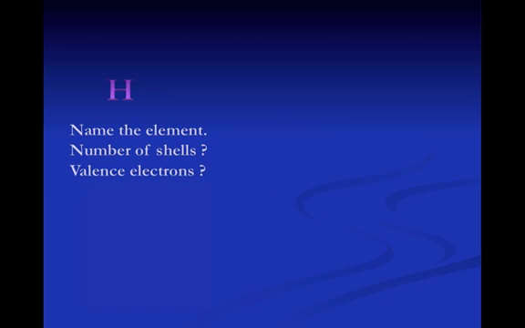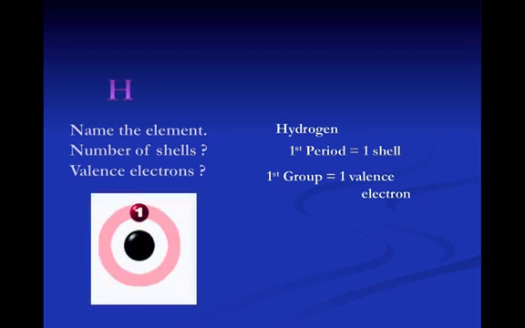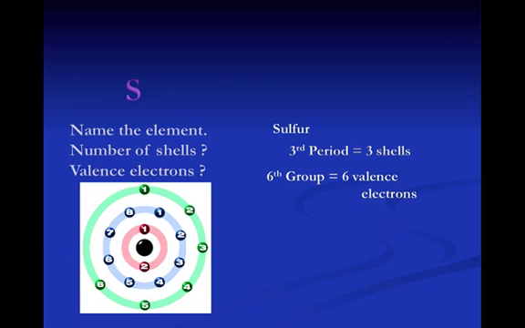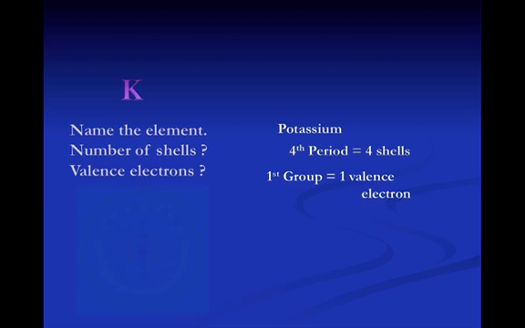Hydrogen, one shell, 1 valence electron. Sulfur, sulfur is in period 3, so it has 3 shells. It's in group 6A, so it has 6 valence electrons. Potassium, it's in period 4, so it has 4 energy levels. It's in group 1, so it has 1 valence electron.